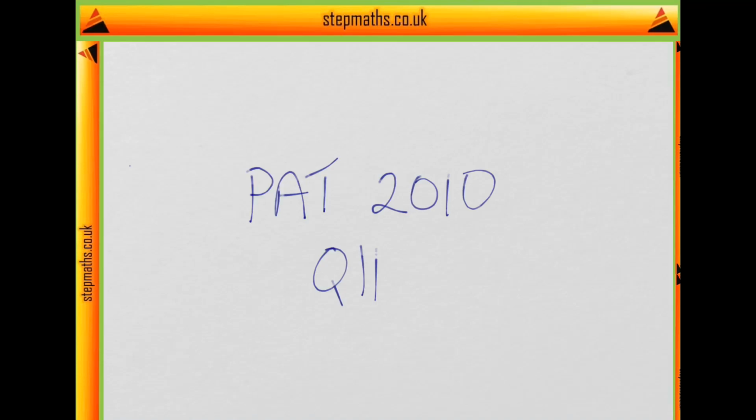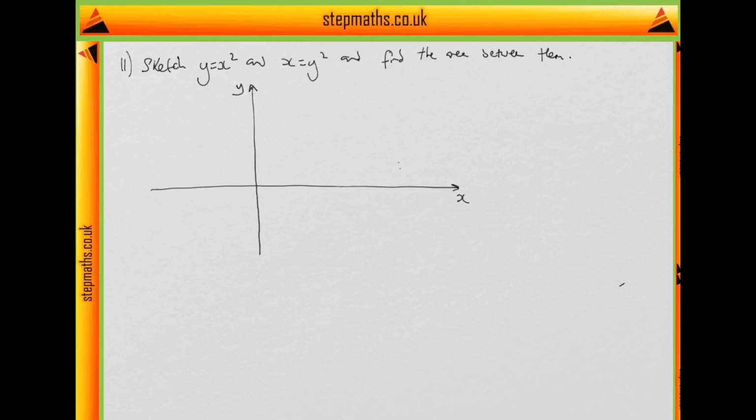Hi, today we're going through the PAT paper from 2010, looking at question 11. Question 11 says to sketch the curves y equals x squared and x equals y squared and to find the area between them. Okay, so the first curve, y equals x squared, is one we should be very familiar with. We know what that looks like.